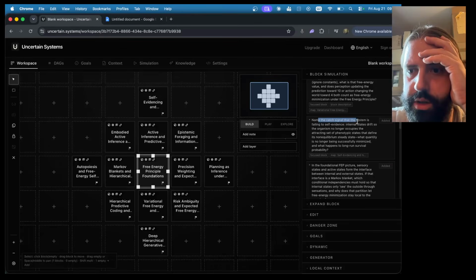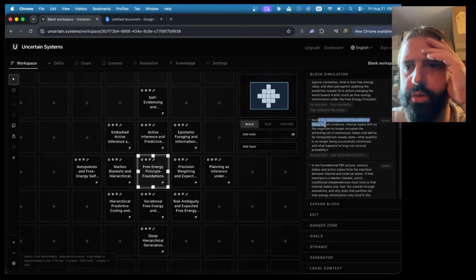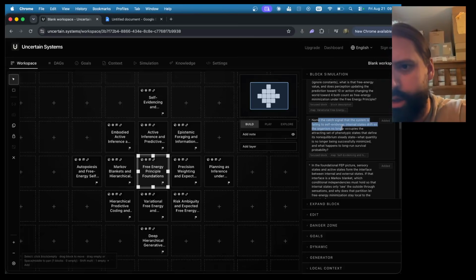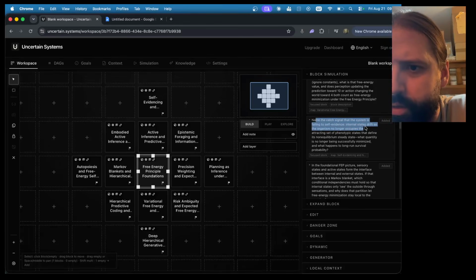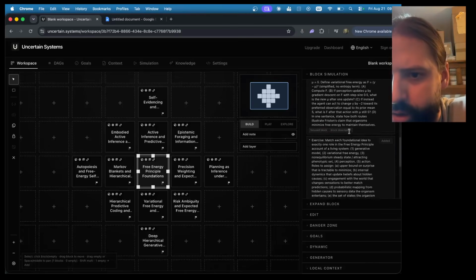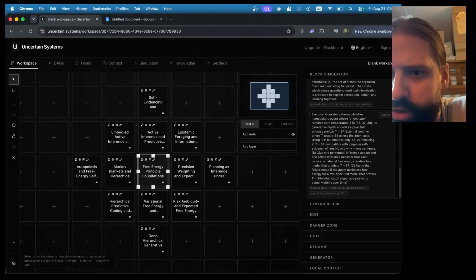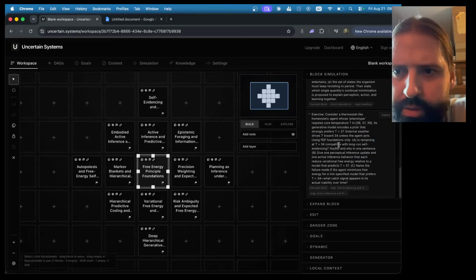Name the catch signal that the system is failing to self-evidence: internal states, drift. An attracting set of phenotypic states. There's a lot of vocabulary that I need to break down, but it's good. Okay, and then we've got more advanced exercises, but I'll leave them for drilling sessions.